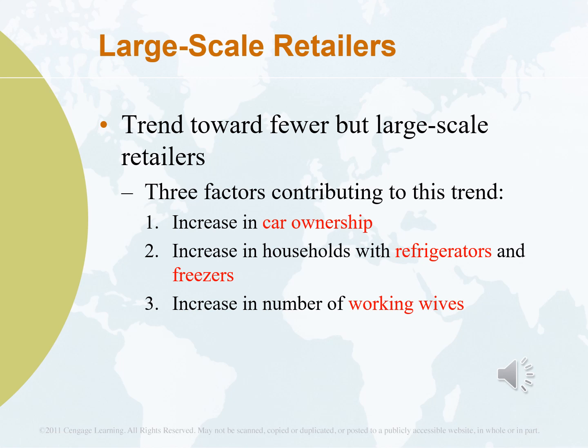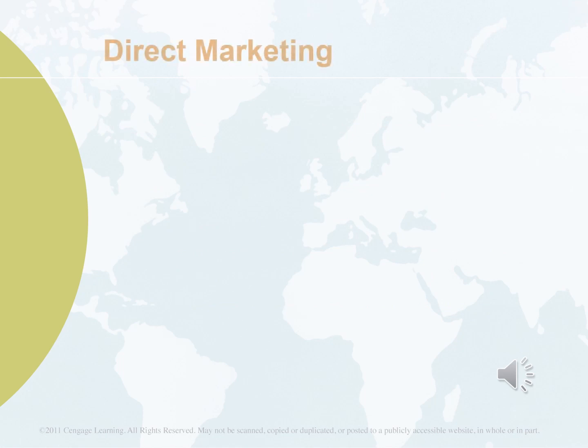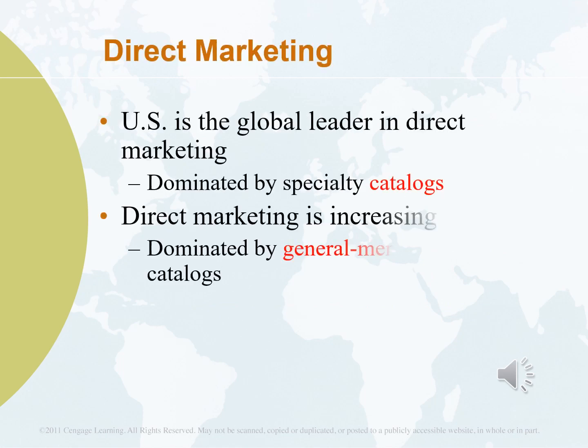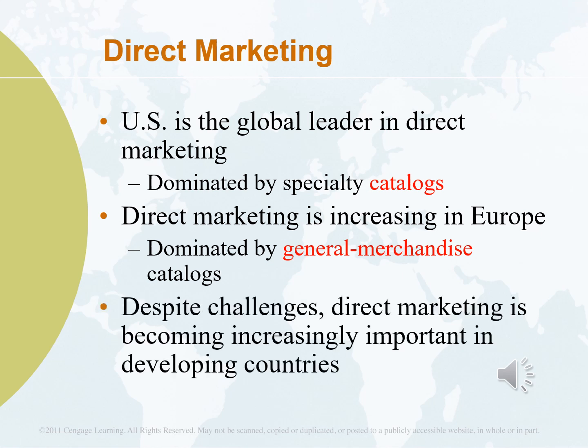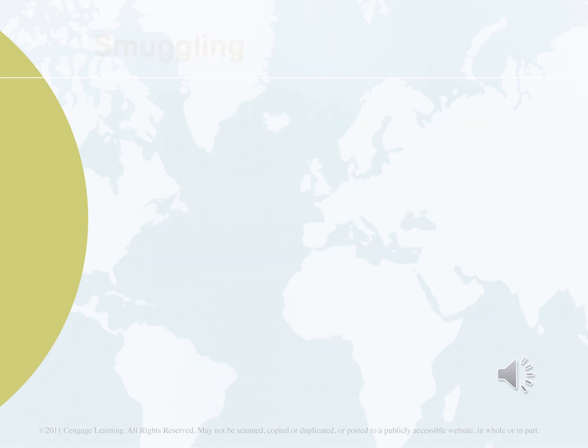The large-scale retailers are on the rise worldwide. Direct marketing, catalog marketing, general merchandise catalogs available. It's on the rise in Europe. Back to the large-scale retailers, you should be able to recognize or name a few of the big names of large-scale retailers, like Walmart, Costco, Carrefour, and others.